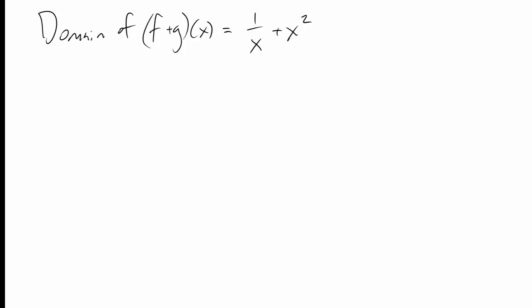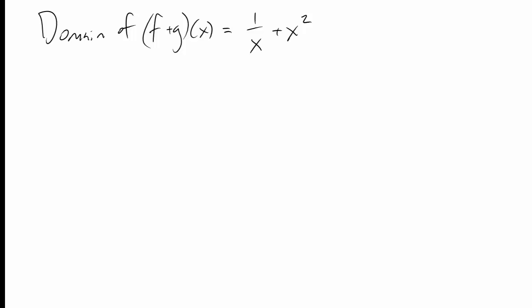So we're looking to find the domain of our function f plus g of x, which we found was equal to 1 over x plus x squared. Now we're looking to find the domain of a function. The important thing here is to not look for everything that does work, but actually find anything that doesn't, and then say it's going to be every number except those.